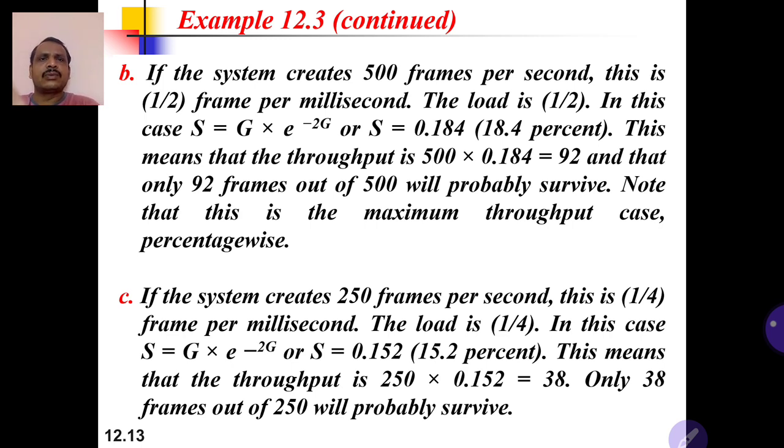Then comparing 1000 frames per second, 500 frames per second, and 250 frames per second, the load in this case is 1 by 4. Now put that G value into the formula, S is equal to G times e to the power of minus 2G. Then S gives 0.152, 15.2%. So out of 250 frames, only 38 frames survive. So this is the solution for this problem.